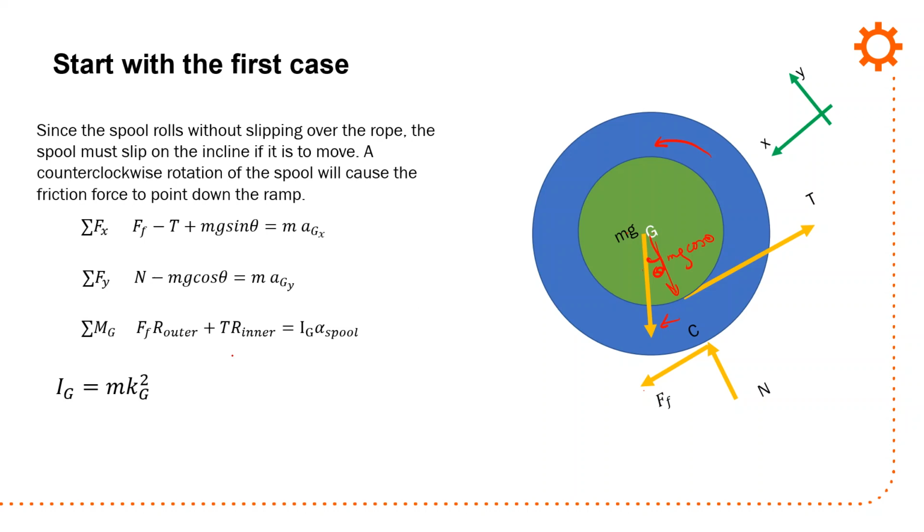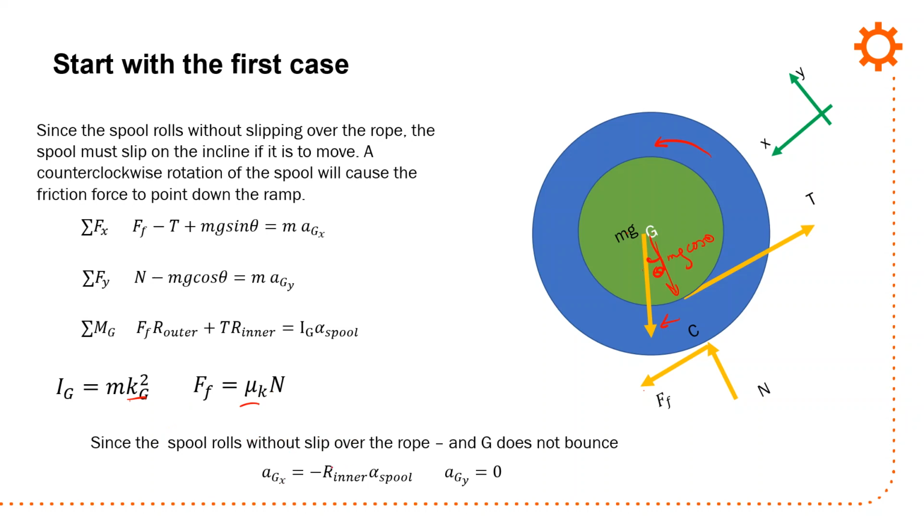So Ig is m k_g squared, because I have the radius of gyration. For the force of friction, I know at the spool surface it's going to be mu sub k, because it's not rolling without slip. And I can say a_gx for this is going to be a minus r inner times alpha spool. I can do this using vector approaches, and if I do, I don't have to assume these directions. I'd have them already in there, but this is how I'm going to go at it.